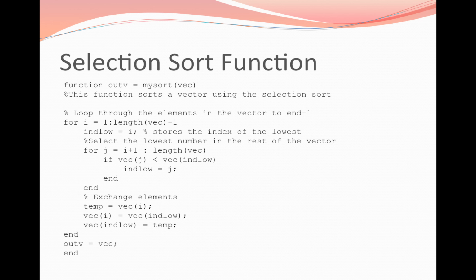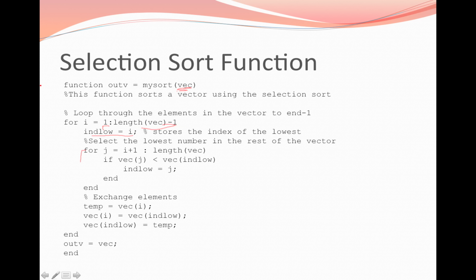So here's a selection sort function that implements our algorithm. We have one input argument, which is our vector. Now what we're going to do is sort this in place. So we're going to loop through the elements in the vector from 1 to the length of the vector minus 1. Okay, so we're going to get element 1 set up, and then 2, 3, 4, etc. Once we get everything to the next to last set up, then automatically the last is the largest value. We're going to store the index of the lowest value, which right now is I.